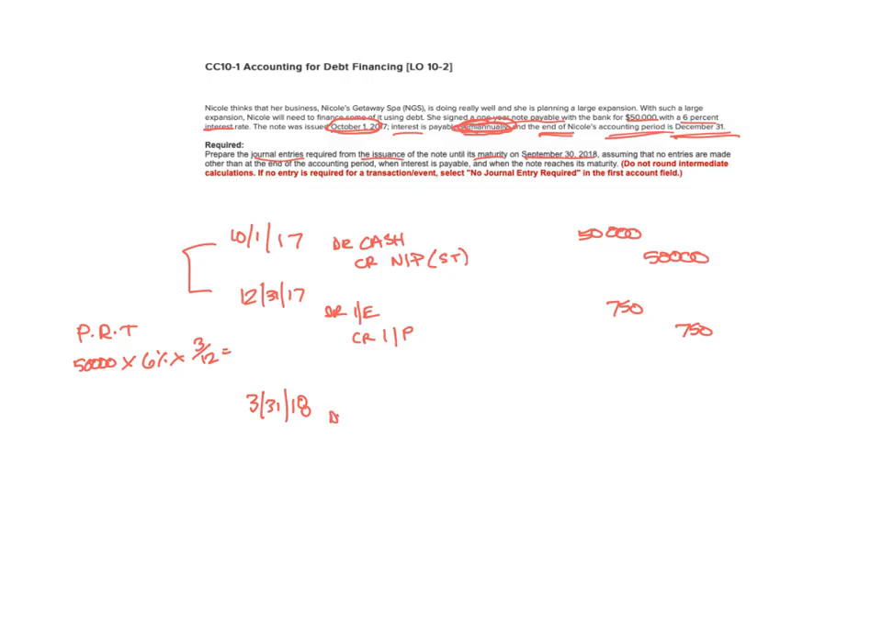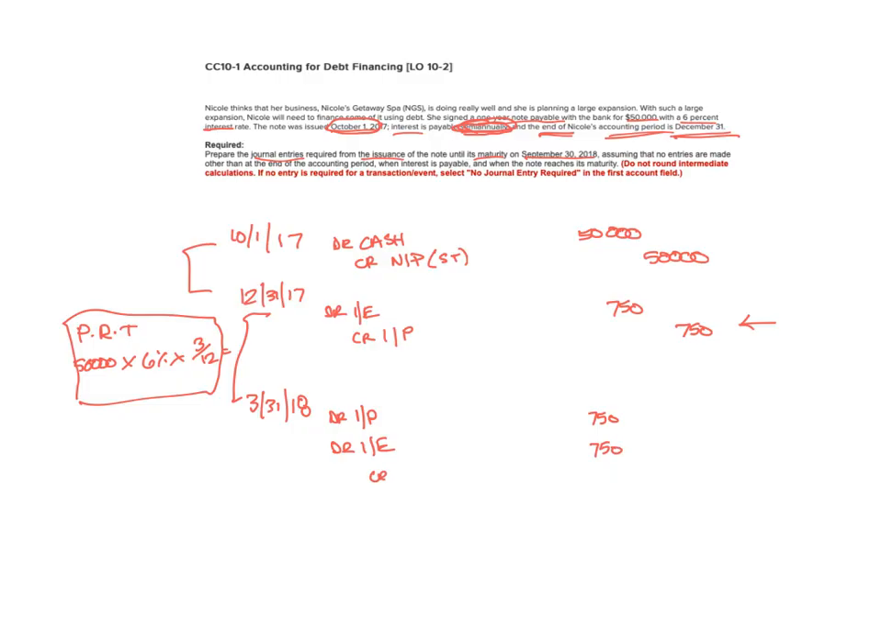Our journal entry at that point is going to debit interest payable. And the reason why we're debiting interest payable is because we're reducing the amount that we said we owed here. So we're going to get rid of that $750. We're also going to record additional interest expense. The additional interest expense is now between 12/31 to 3/31. So it's the additional 3 months that exist. And we actually already did a calculation for 3 months. That's this calculation right here. So we're just going to use that again. So I have an additional $750 here.